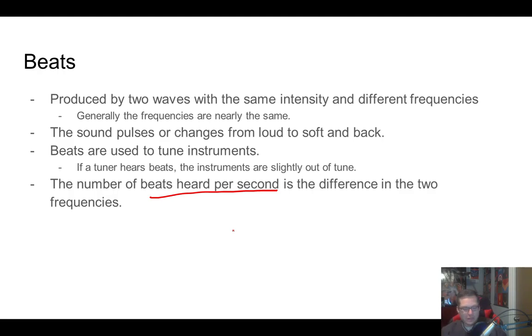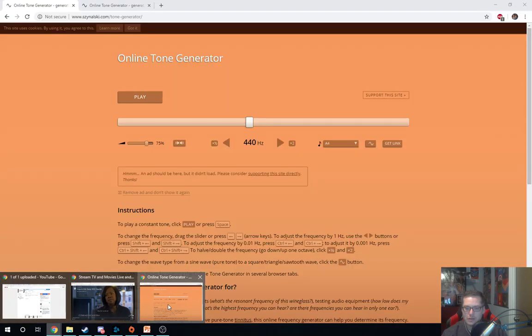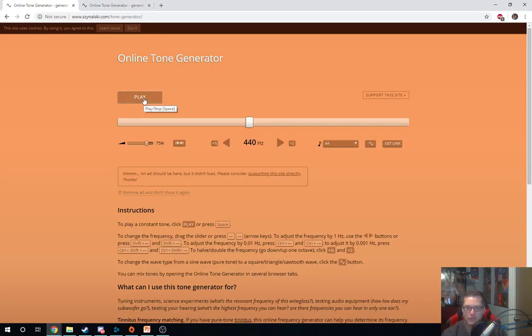All right, so we're going to try something here. We're going to see if we can hear what's going on with these guys. So here I've got an online tone generator. There's an A at 440, and here's another one at 440, so you shouldn't hear anything different. It just plays these two tones and does its thing.